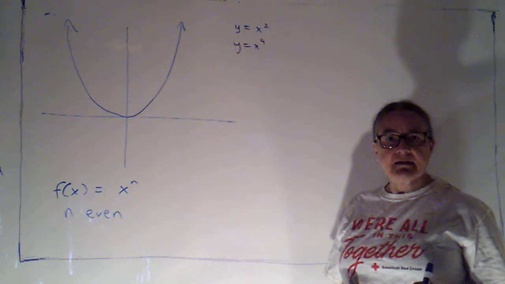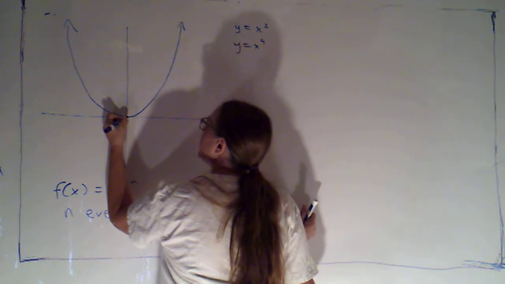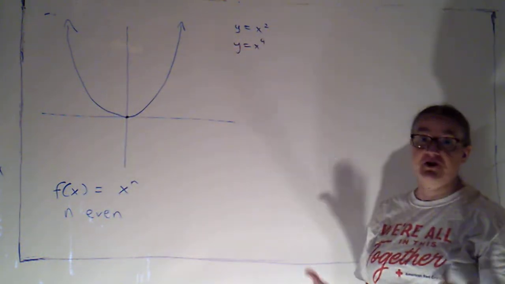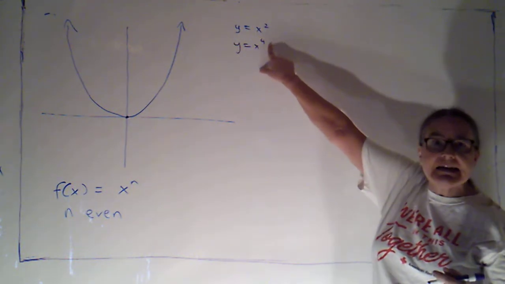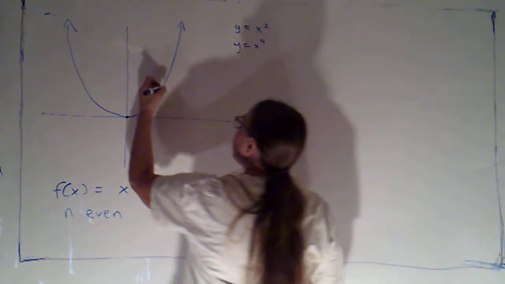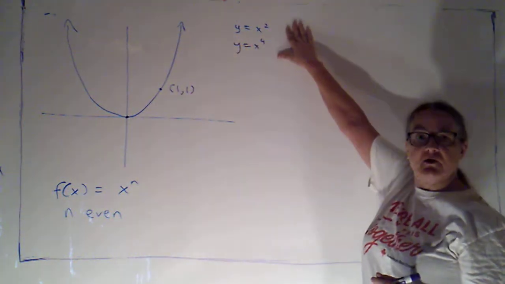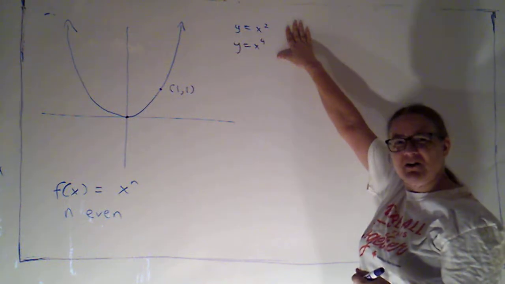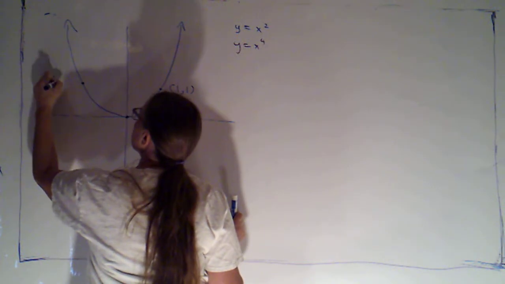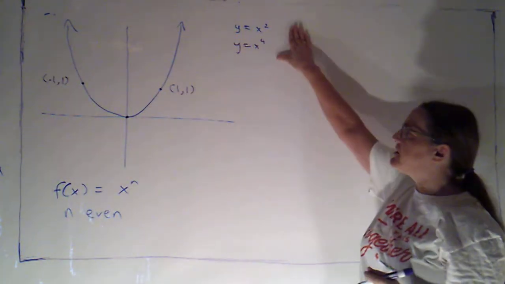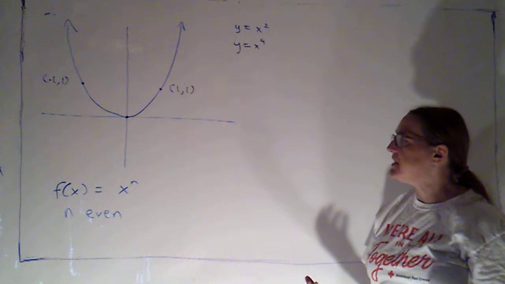Now, there are a few points that are going to be on all of the graphs. The origin, 0, 0, will be on the graph of any power function, even or odd. But certainly here, because 0 to the 4th is 0. The point 1, 1 is on both of these graphs because 1 to any power is always going to be 1. And the point negative 1, 1 will be on both of these graphs because negative 1 to any even power is also going to be 1.